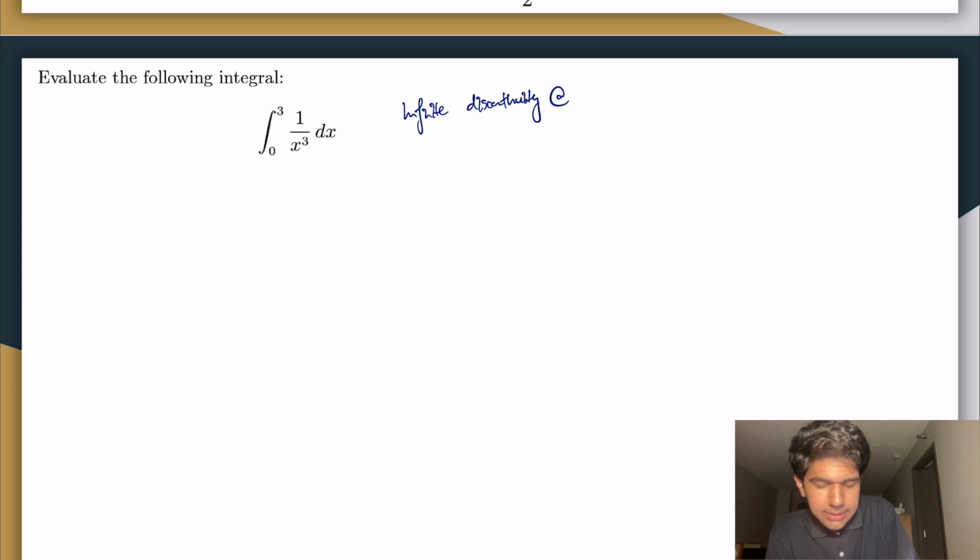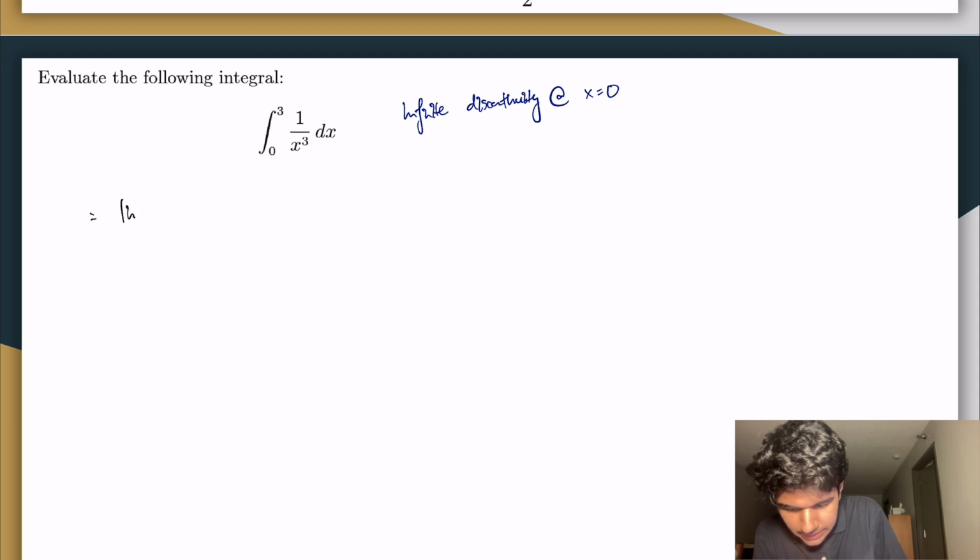at x equals 0. Notice that our integral has limits 0 to 3, so 0 is the left side of the interval. So if we're doing an integral with an infinite discontinuity, we have to do that variable replacement as we just saw, and we're going to be replacing that 0 limit. So this will be equal to the limit as a approaches 0 from the positive side, since it's the left limit, of the integral from a to 3 of 1 over x cubed dx.